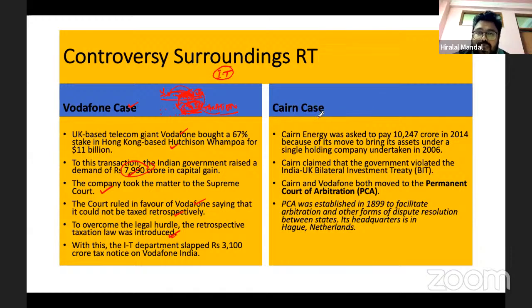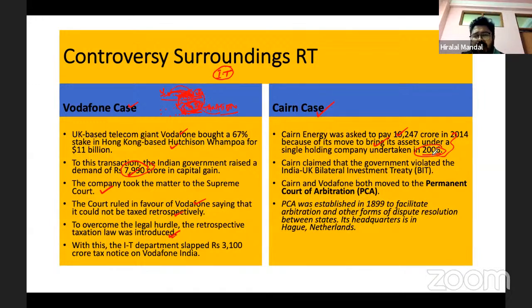A similar case occurred with Cairn Energy also. It was asked to pay 10,247 crore in 2014 because of its move in 2006. All right, this is again retrospective. So you are imposing something which has happened, which was completed in 2006. In such circumstances, will there be any investors who will have confidence in the economy, because they can be subject to tax at any given point of time.